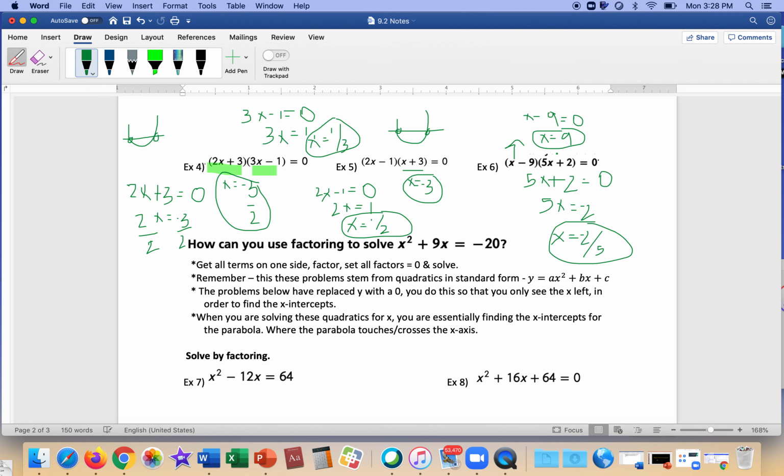So again, if I distributed, I'd have positive x squared. If this was a y, it would be an upward parabola. And we know based off these values that we would have a dot on the x-axis at 9 and at negative 2/5.